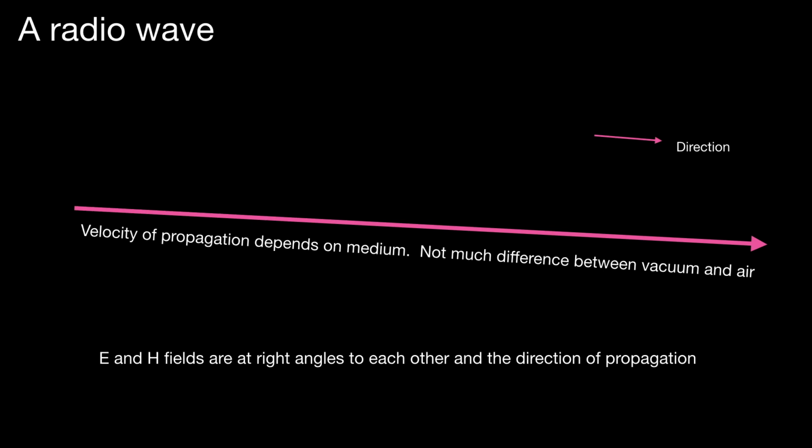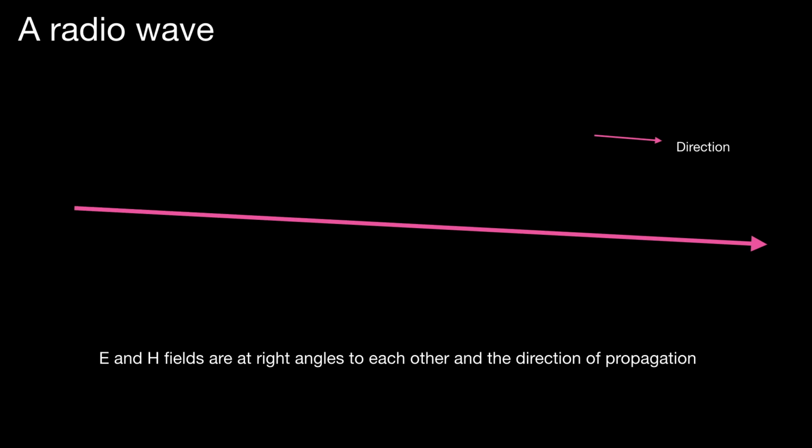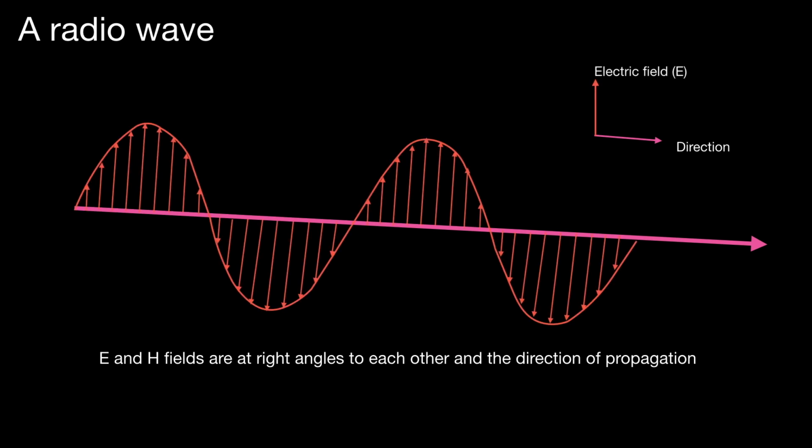Anyway, returning to the radio wave, we've got the direction of propagation, and the E and the H fields are at right angles to each other, and also to the direction of propagation. So here we have the E field and the direction. So you can see that they're at right angles. There's a little schematic at the top showing that relationship, the electric field, E, and the direction of propagation.